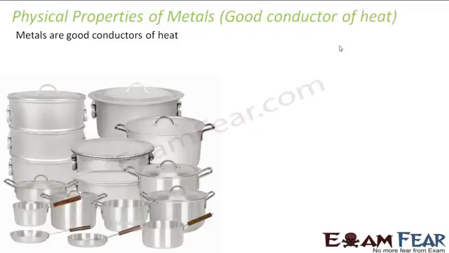Similarly, the next physical property is being a good conductor of heat. Most of the metals, here also I'm telling most of the metals, are good conductors of heat. And if you see these aluminum utensils in the home, or steel utensils, I won't use steel now because steel is not a pure metal. Anyway, aluminum utensils, or copper utensils, why are they used?